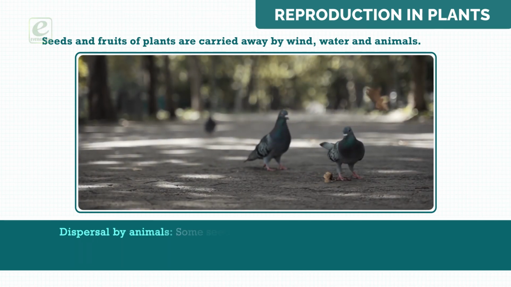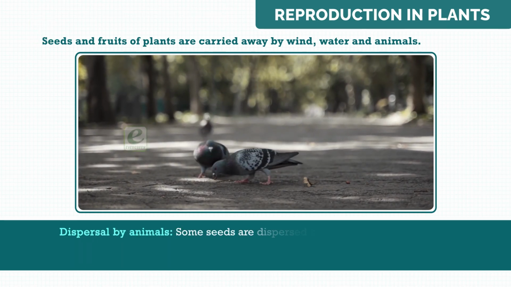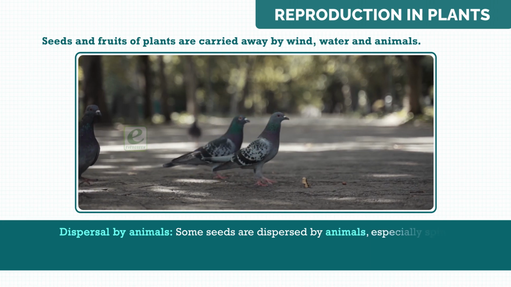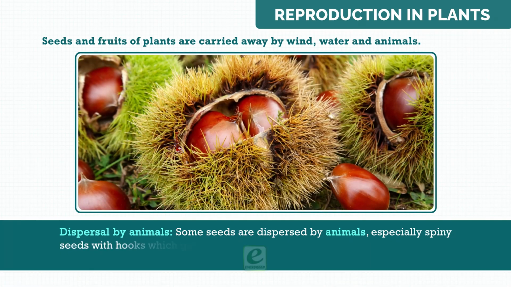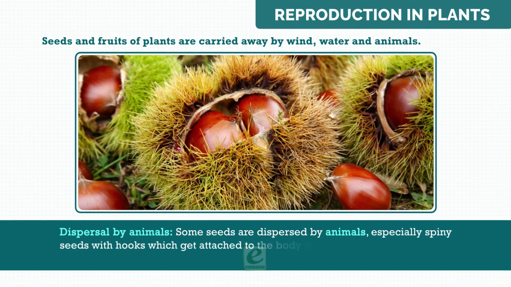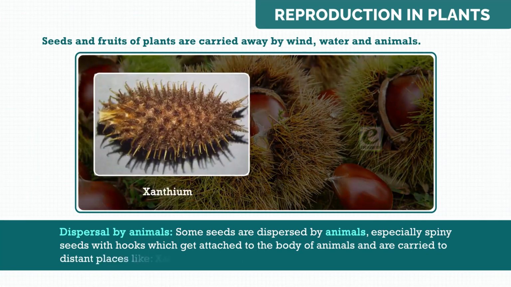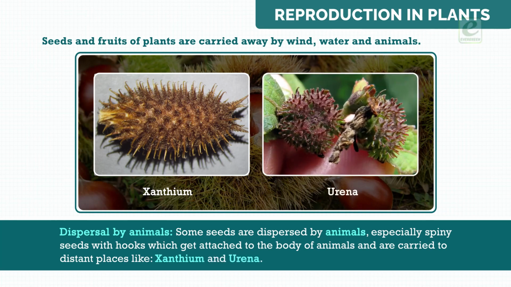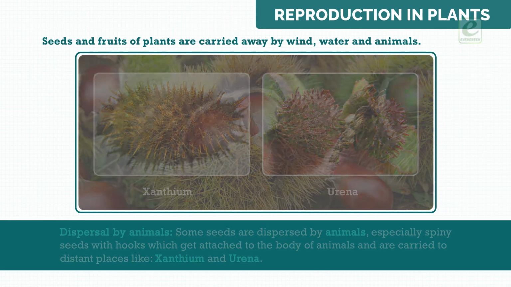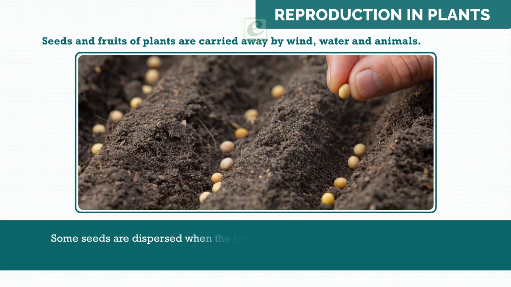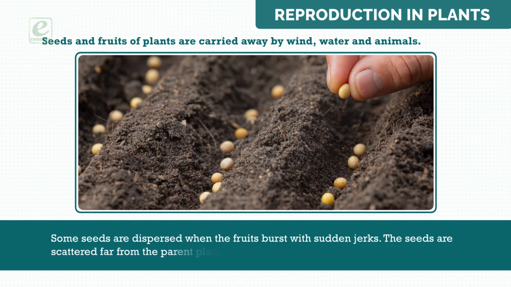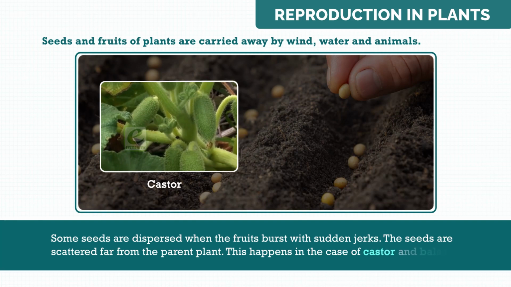Dispersal by animals. Some seeds are dispersed by animals, especially spiny seeds with hooks, which get attached to the body of animals and are carried to distant places, like xanthium and urena. Some seeds are dispersed when the fruits burst with sudden jerks. The seeds are scattered far from the parent plant. This happens in the case of castor and balsam.